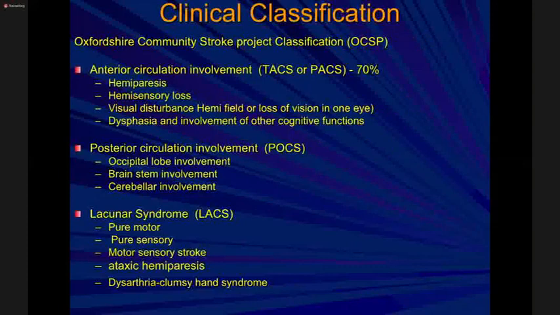I told you that we have two classifications. One is based on the area, the blood vessel that is affected. This is a clinical classification that you do not base on a particular investigation. So we have 3 blood vessels: anterior circulation stroke, posterior circulation stroke. So 2 carotids are anterior circulation, and the vertebrobasilar is the posterior circulation.